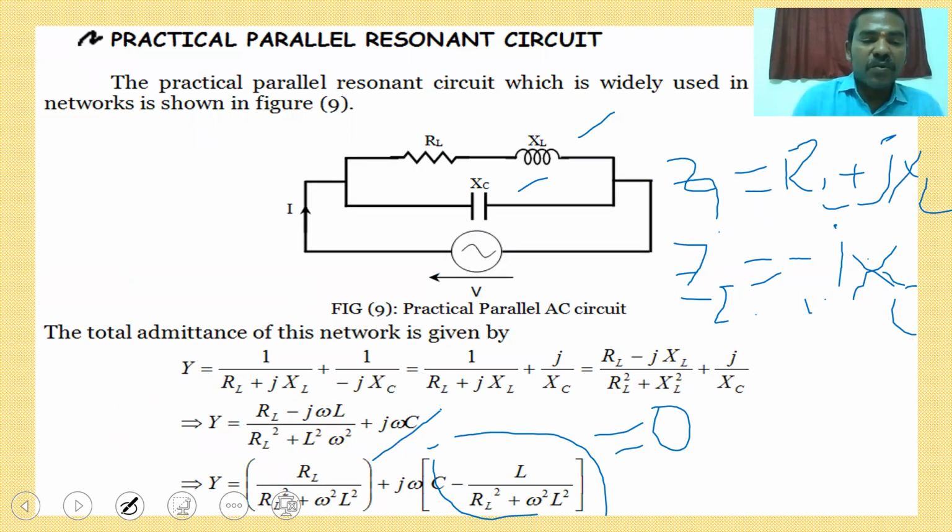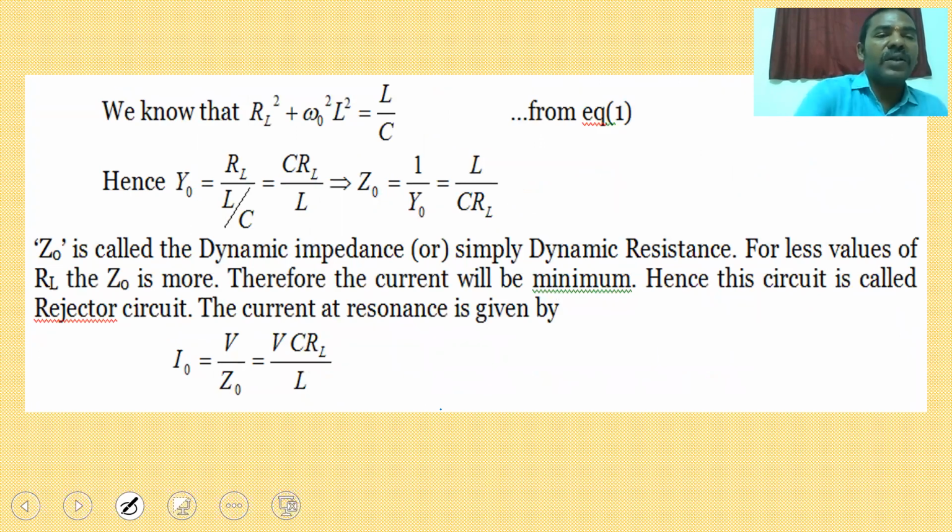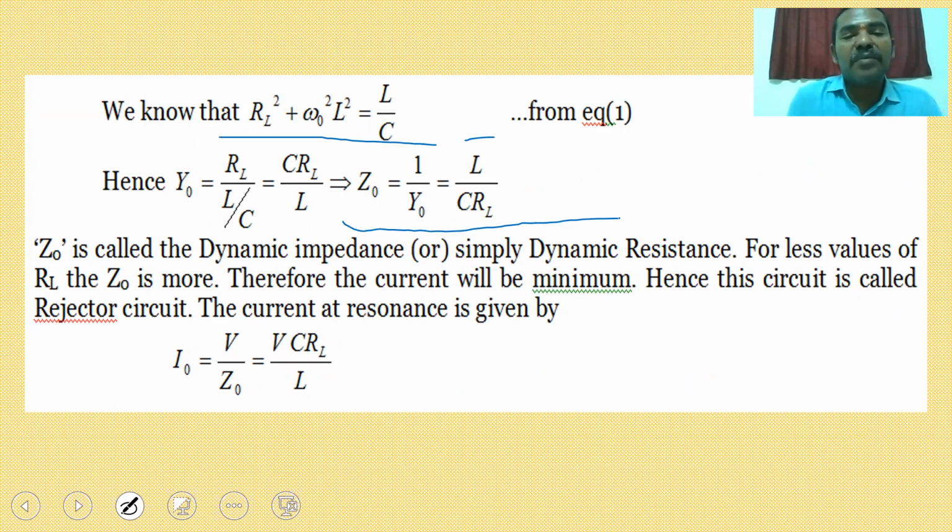And similarly, the real part of your Y is RL divided by RL square plus omega square into L square. So you can calculate the omega naught value from the previous equation. So that is RL square plus omega naught square L square is equal to 1 by LC. So Y naught is equal to RL divided by L by C. So that is equal to CRL by L, or Z naught, in terms of dynamic impedance, 1 by dynamic admittance, is equal to L by CR.